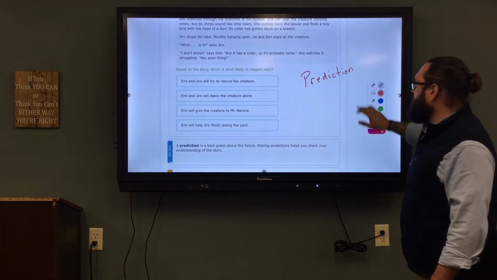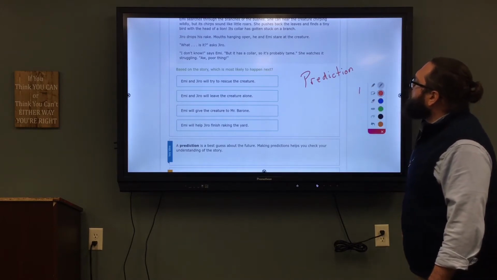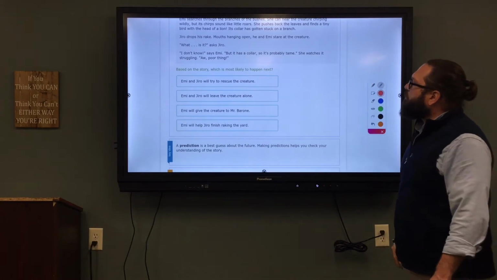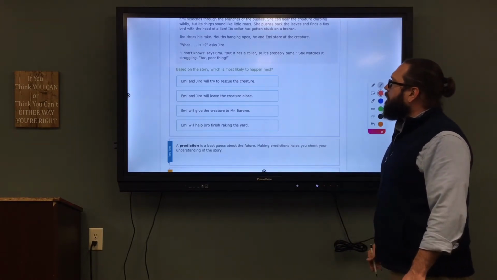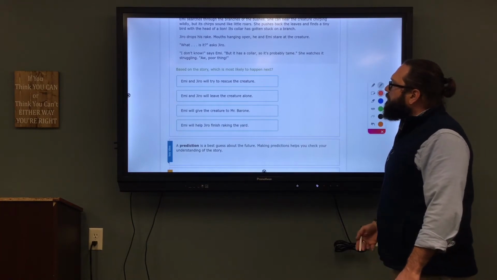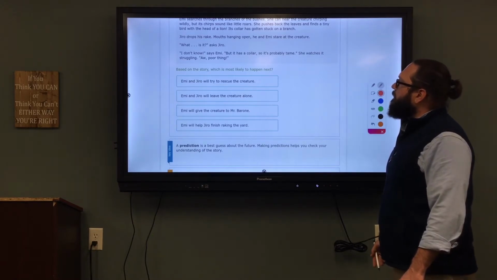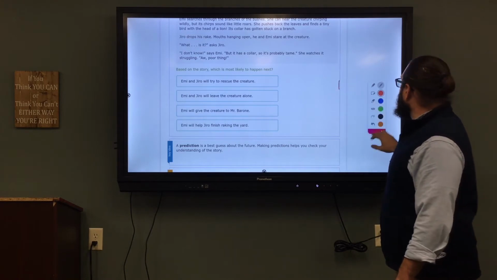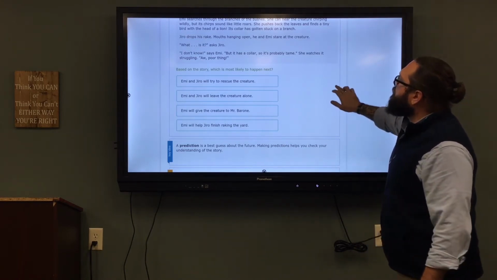So, the question says, which is most likely to happen next? Emmy and Jiro will try to rescue the creature. Emmy and Jiro will leave the creature alone. Emmy will give the creature to Mr. Barone, or Emmy will help Jiro finish raking the yard. Well, let's take a look at the end of the passage once again.